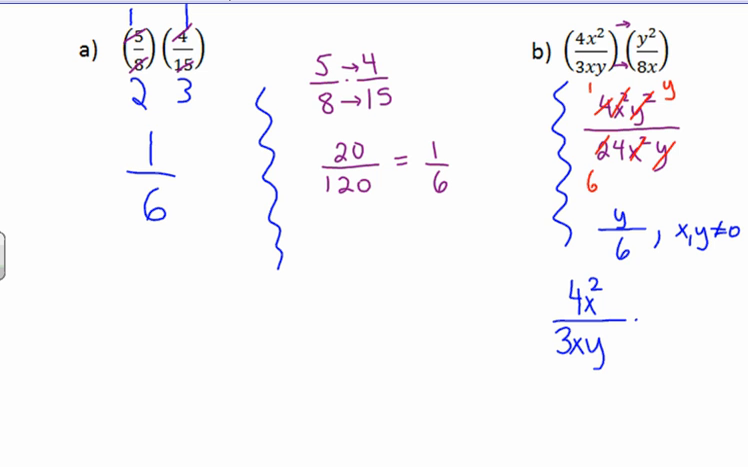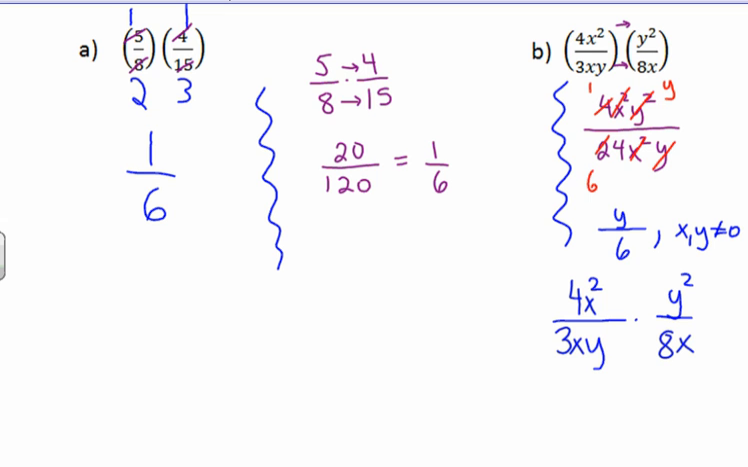Does somebody want to come up and do that if they simplified ahead of time? Anyone brave enough? Should I call somebody up? No, you don't like it? I like shaking your head no. Okay, let's do this together then.